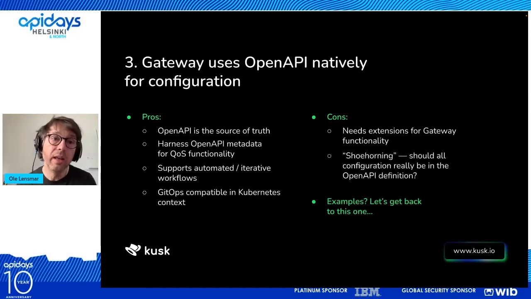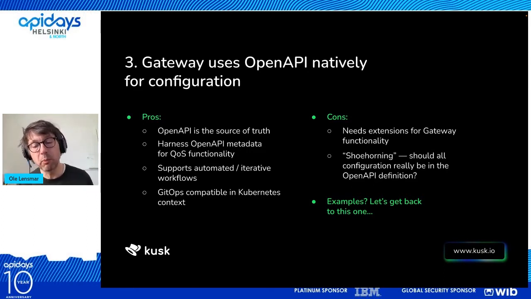And then finally, you could have a gateway that actually uses OpenAPI natively, right? So instead of having an intermediate configuration format, the gateway could just use the OpenAPI definition with extensions to configure itself. And that, once again, works nicely with automated and iterative workflows. You don't have the intermediate steps of having to generate files and apply them. You'd still need the extensions.